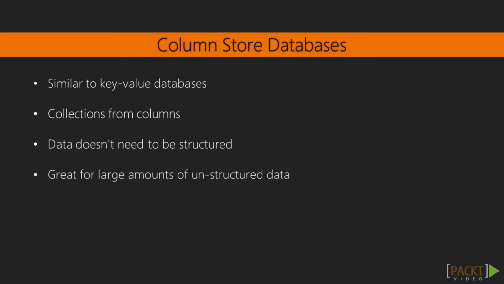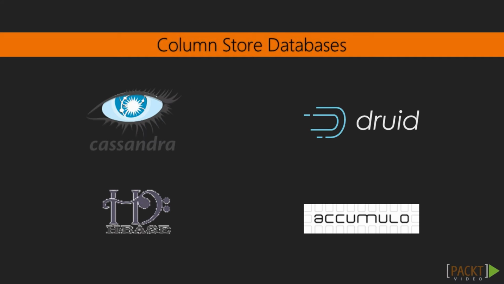You probably won't be using column and graph databases as often as other types. Column store databases are similar to key value databases, except it is more like a two-dimensional array than an associative array. They create collections from columns in the database and then use them to look up data. Data doesn't need to be structured and can actually have completely different columns. This database type scales very well and is great if you need to store large amounts of unstructured data. Here are some of the column store databases.